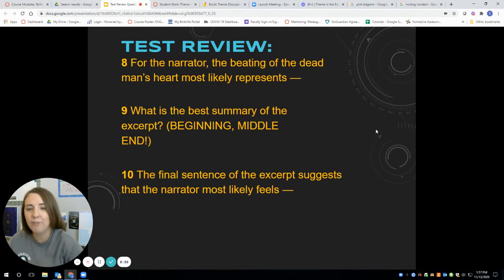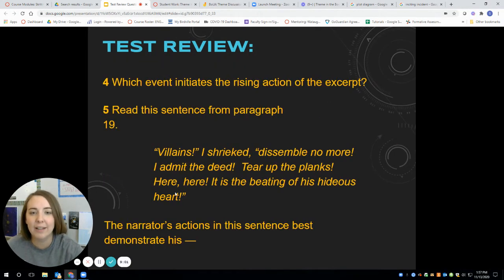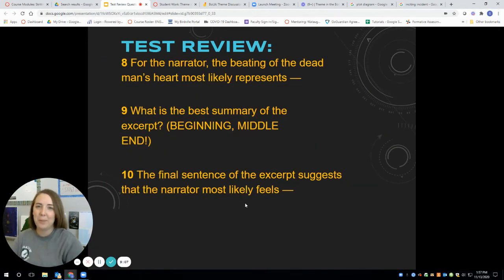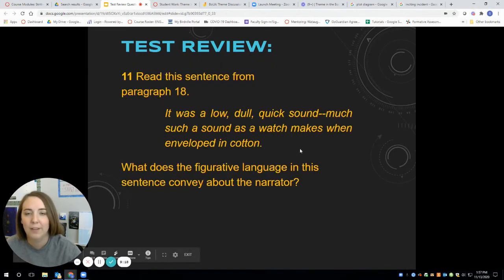Number 10: the final sentence of the excerpt suggests that the narrator most likely feels... We're given a sentence like this, and then we want to know what that says about how the character is feeling. Unfortunately, characters don't just come out and say, I'm feeling sad today, I'm feeling angry today. You've got to see what they do. Look at their actions to figure out how they feel, or look at their dialogue, what they say to other people.